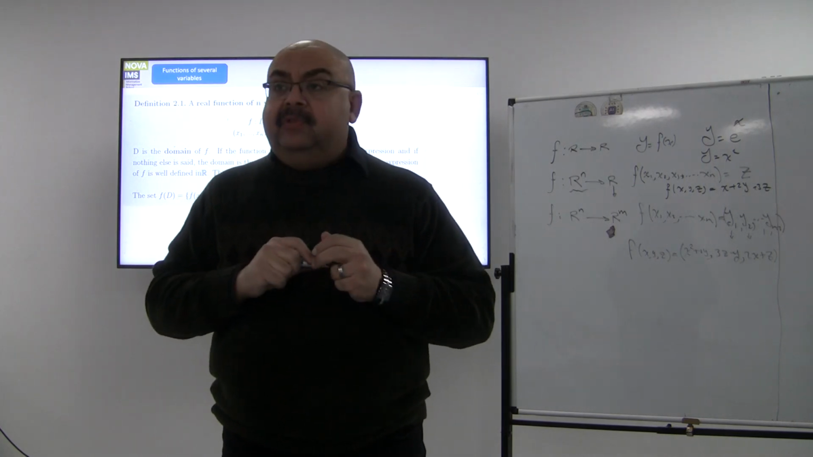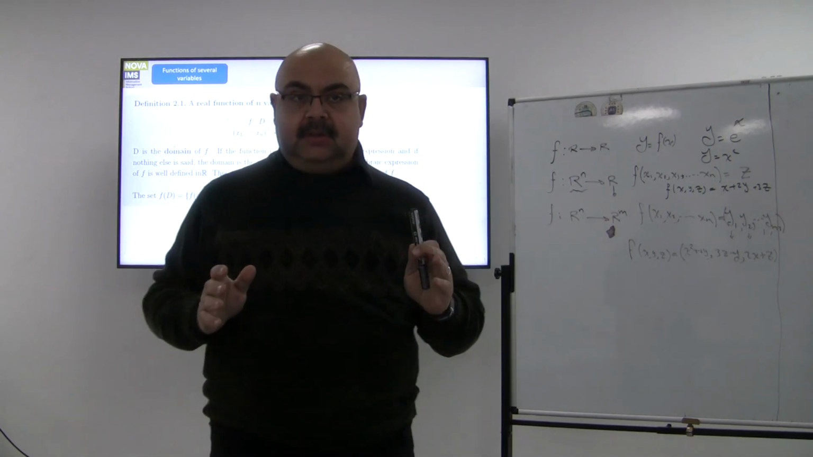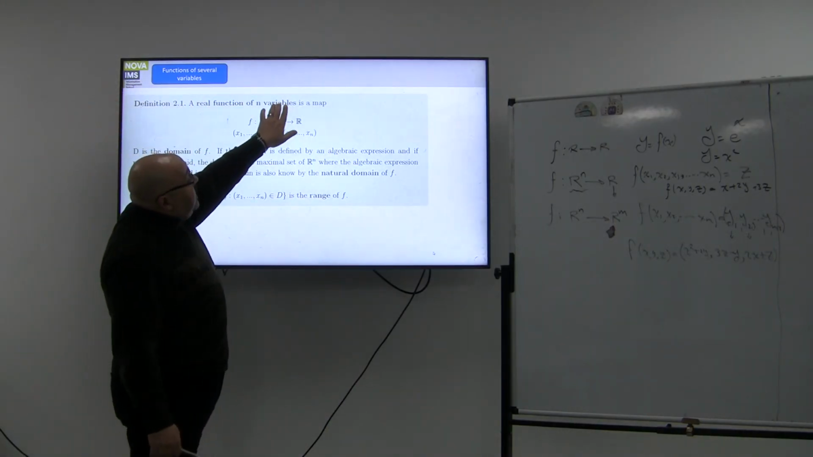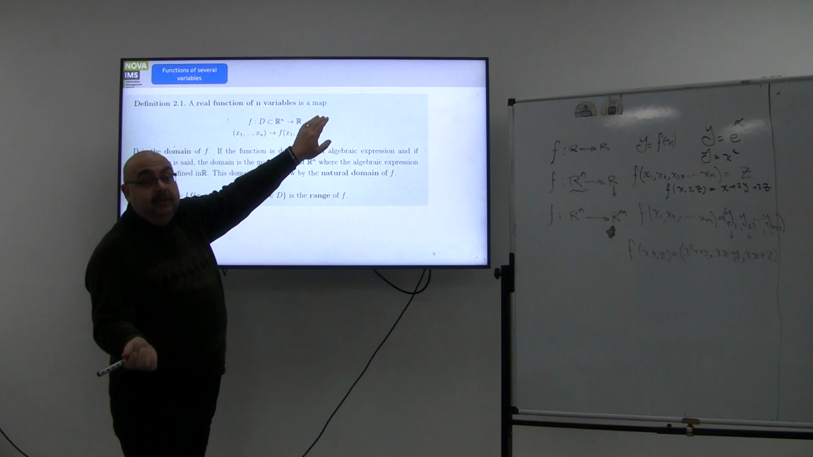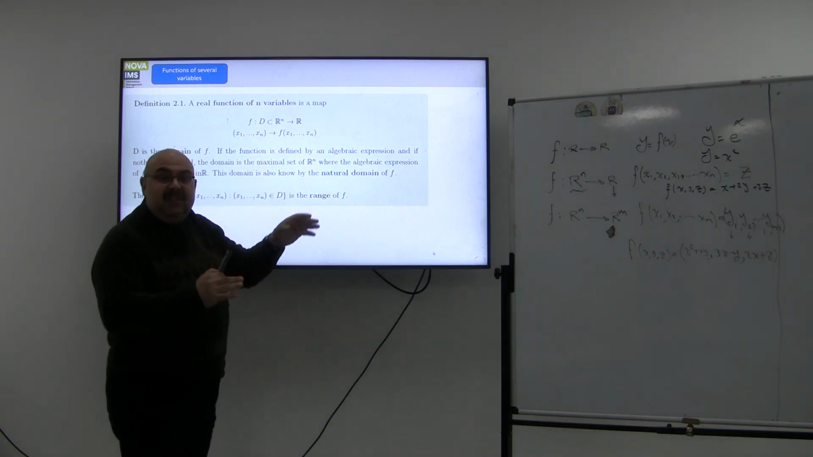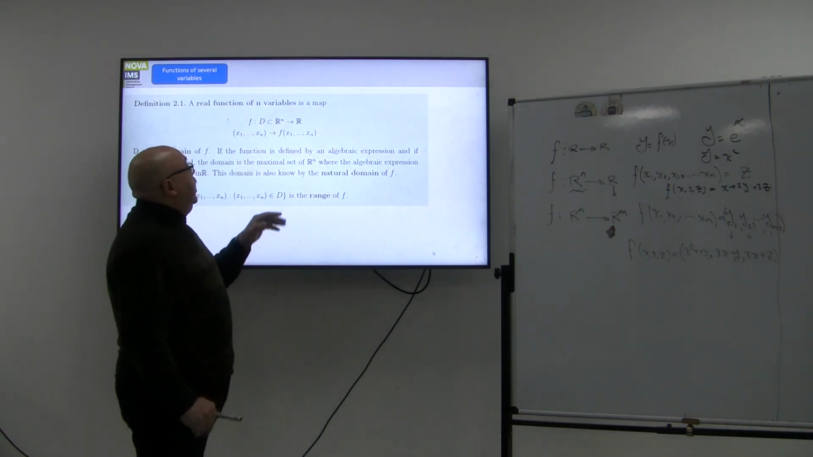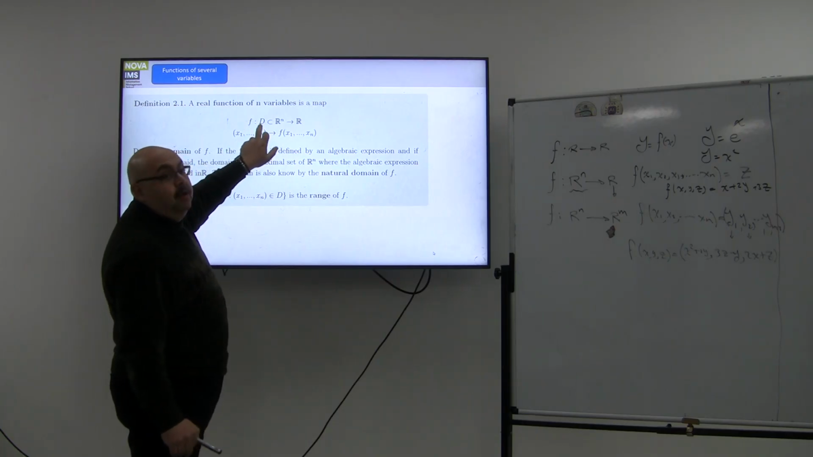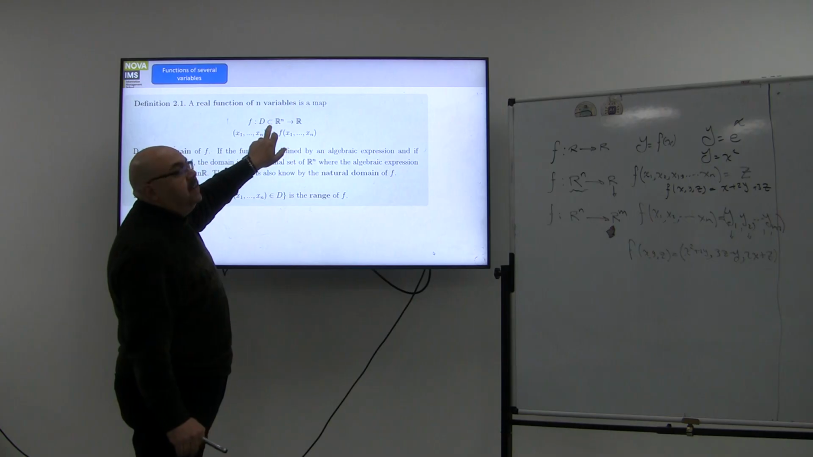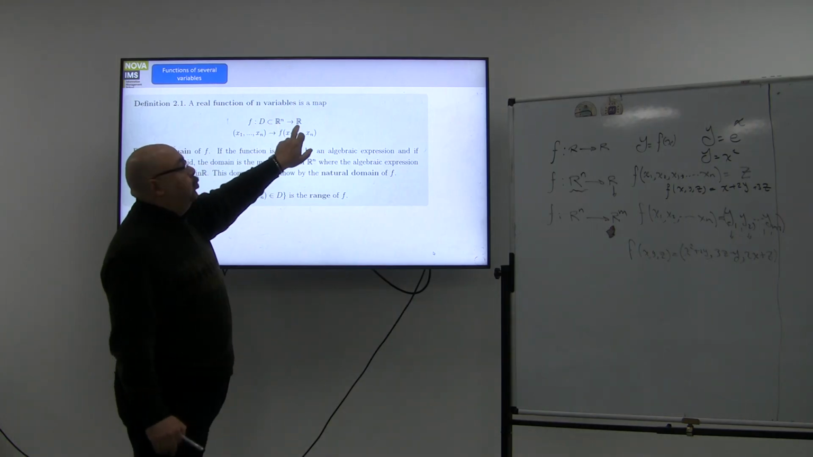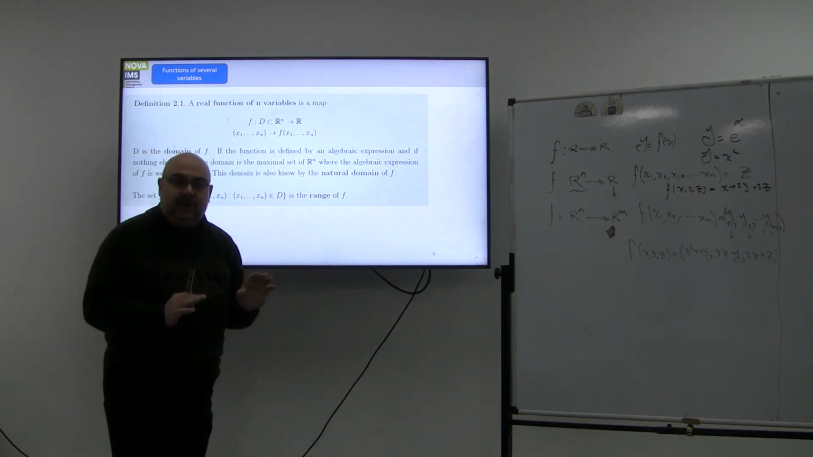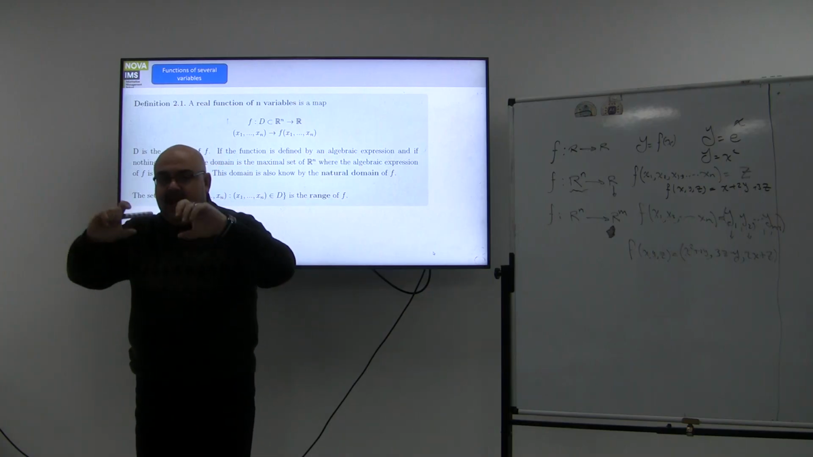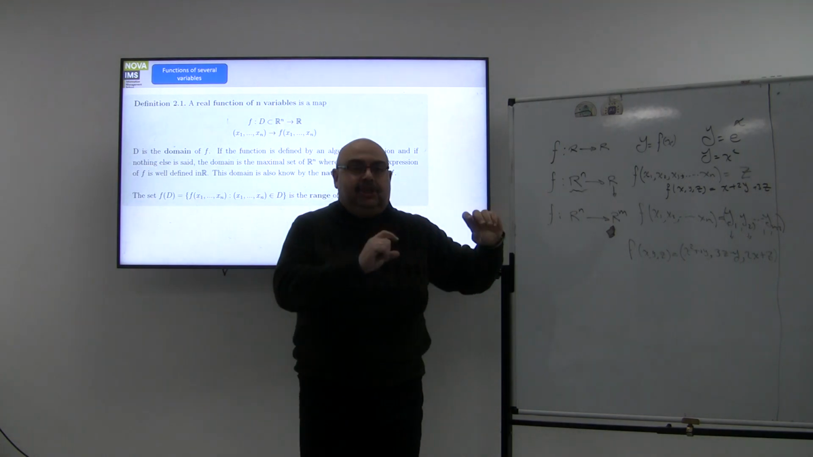So the amount of applications is enormous. Let's see first how it is written. A real function f on n variables is a map, as I told you, just a transformation, a machine. Where f is such that the domain, which is D, is a subset of Rn into R. So actually this function takes points from Rn and it will give you the image in R.